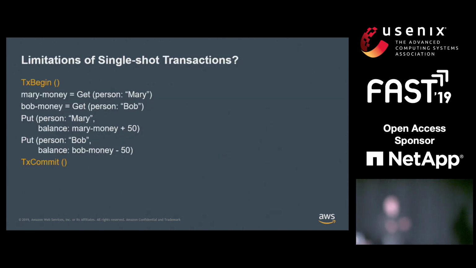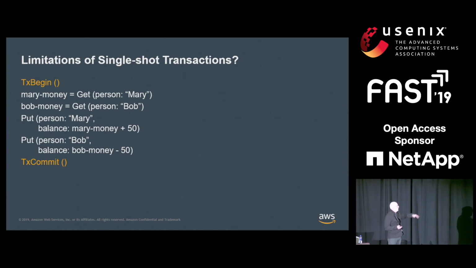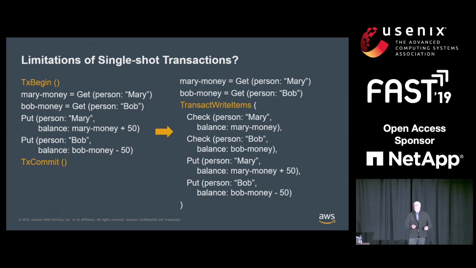So you may be wondering, what's the limitation of these single-shot transactions? What can't I do in a single-shot transaction? And are they really limiting from an application developer's point of view? As an example, on the left here, I show the transaction we wanted to write for our bank transfer, right? How would I write this as a single-shot transaction? It's actually pretty straightforward. I show it on the right here.